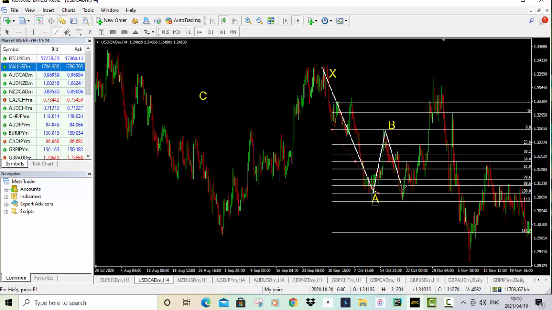So the minute price comes into this area here, this C leg is invalid. Okay, guys, the C leg is invalid. This is no longer a bad pattern. That's where you guys need to understand this. So even if price does come up and still does something like this, don't try to validate it.